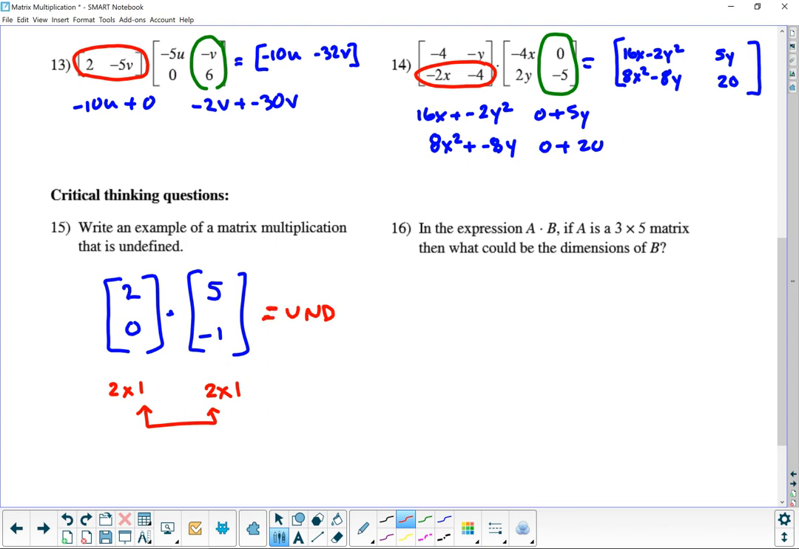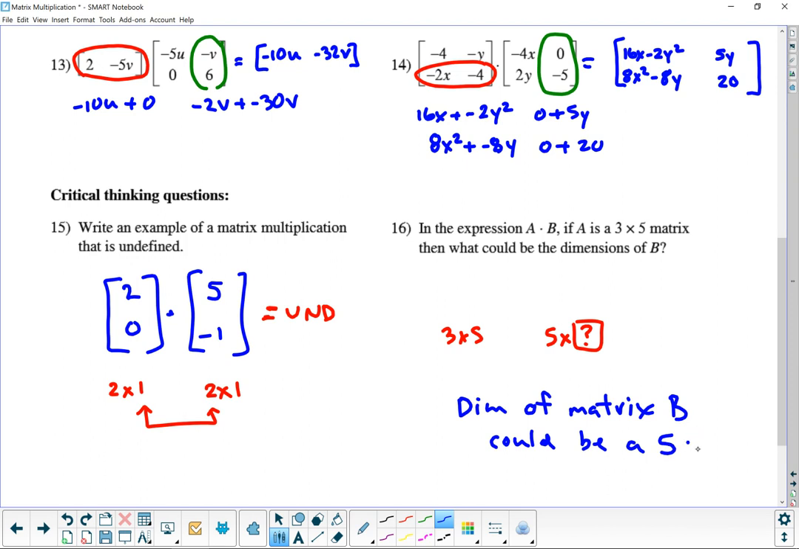Okay. In the expression AB, if A is a 3 by 5 matrix, what could be the dimension of B? Right. So if A is 3 by 5, B could be a 5 by whatever. Okay, 5 by anything you want. So you want to say the dimension of B could be a 5 by anything.